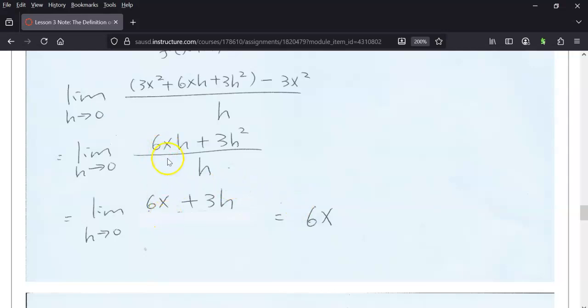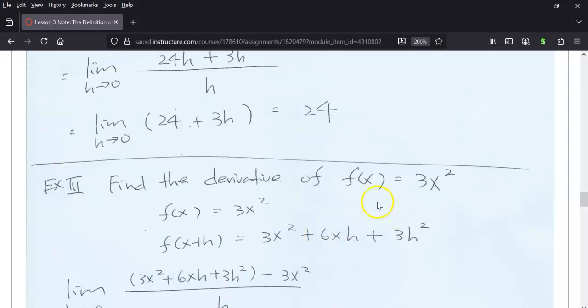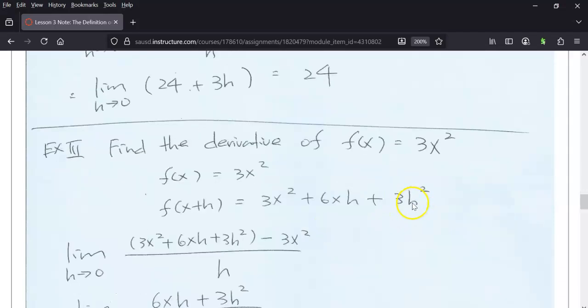So this time we didn't cancel the x, so you end up with it, but you can cancel the h. So h cancels out, you're left with 6x plus 3h. As h approaches 0 in the limit, this second term will go away, so the answer is simply 6x. So 6x is the derivative of 3x squared.